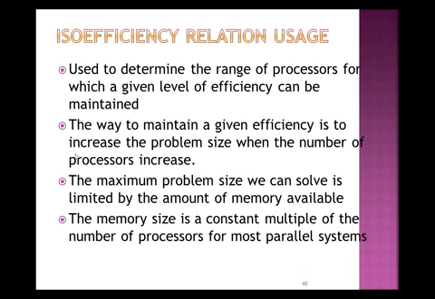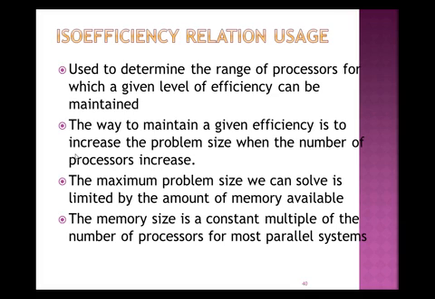Then iso-efficiency relation usage. That is, what is the use of the iso-efficiency? The first point says the iso-efficiency relation is used to determine the range of processors, that is, the number of processors for which a given level of efficiency can be maintained. The way to maintain a given efficiency is to increase the problem size when the number of processors increases.